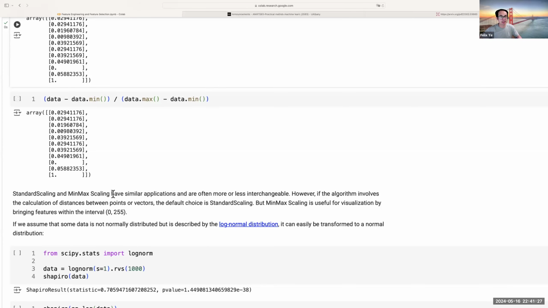These two scalings usually have similar applications, and sometimes are interchangeable. But if the algorithm involves the distance between two points or vectors, a natural choice will be standard scaling. Min-max scaling will be useful for visualization if we want to bring the features within the interval from 0 to 255. For example, if we want to visualize this as an image, this will be a way that we can do it.